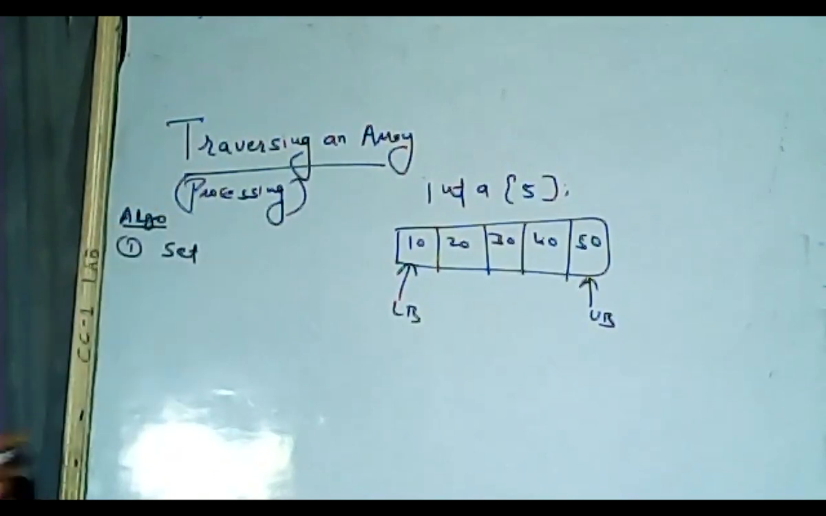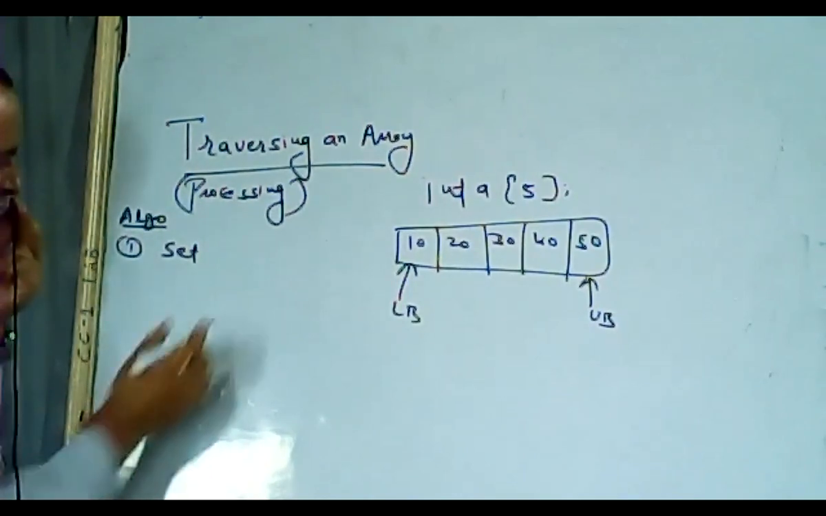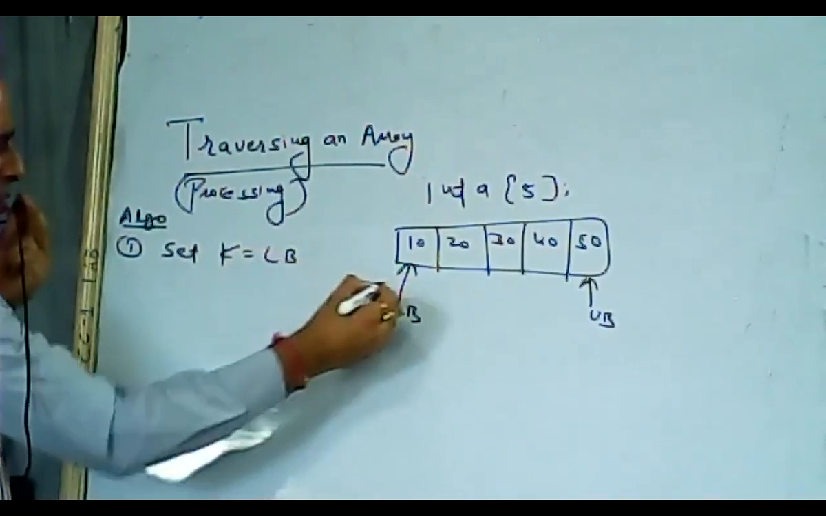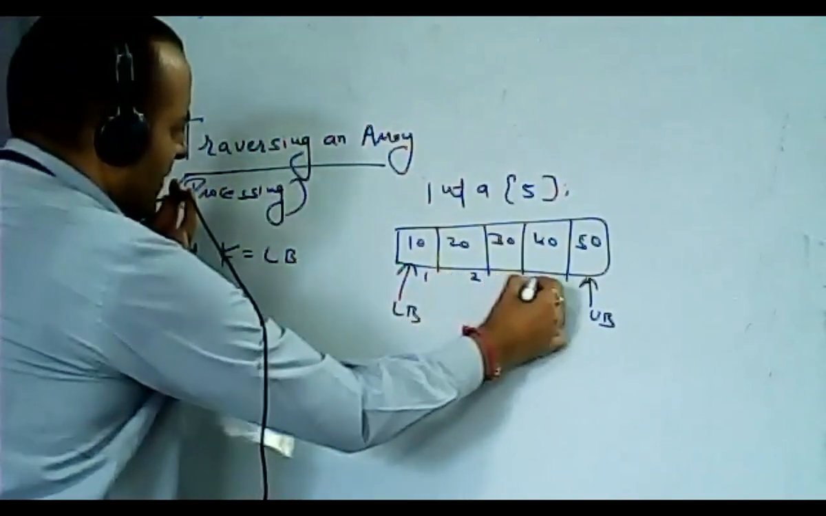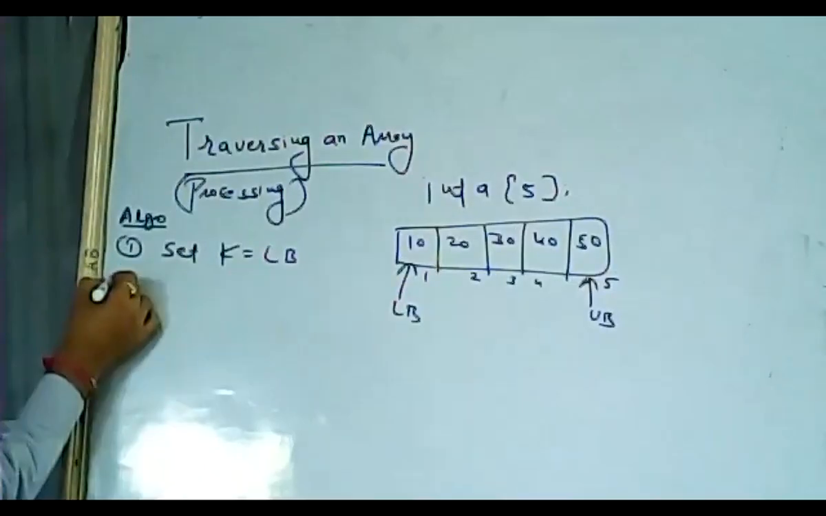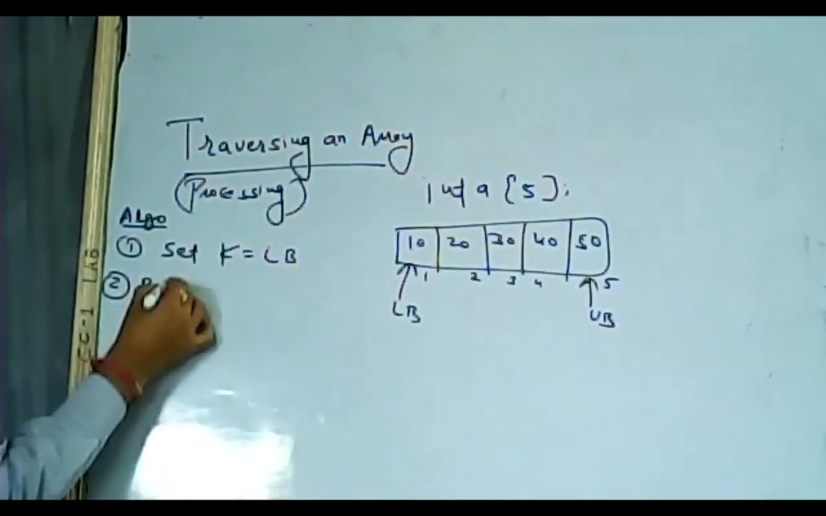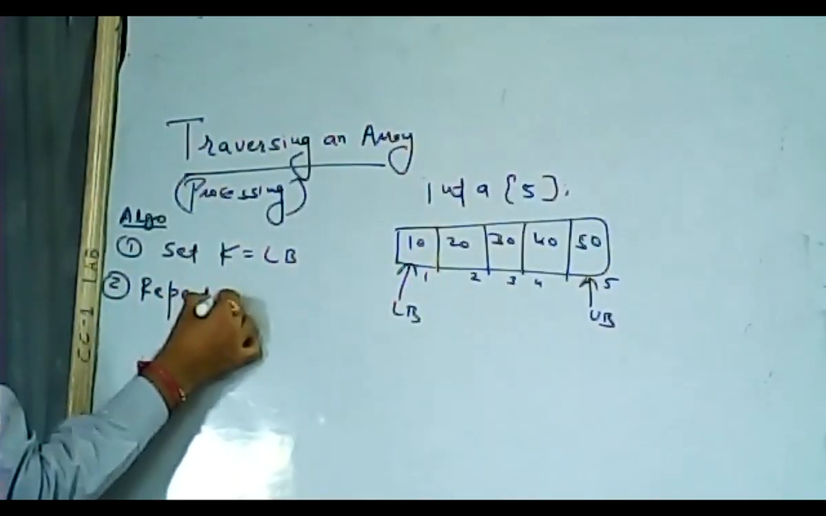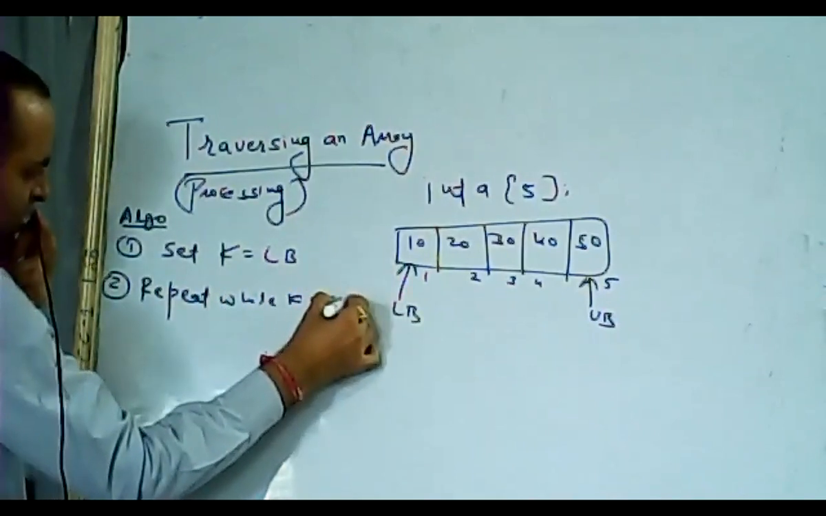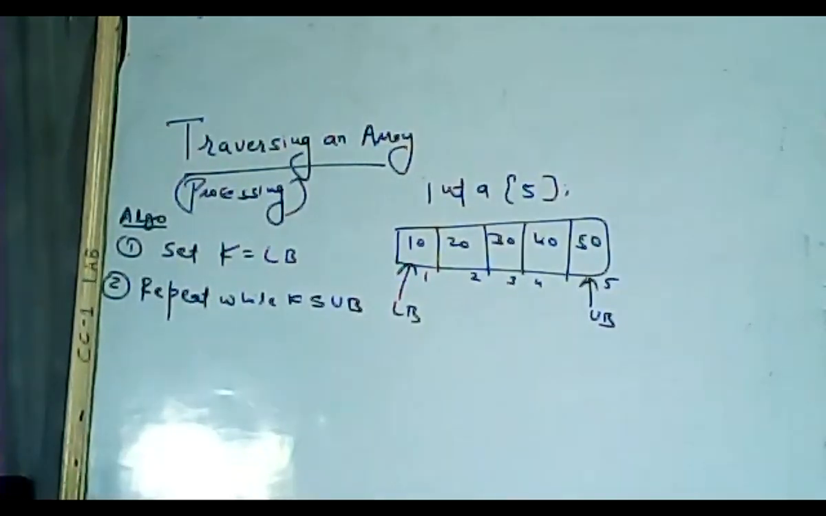I will write the same algo in two ways, so you need to see which is better for you. Set K is equal to lower bound. The lower bound is 1, 2, 3, 4 and 5. So K will start from where? Lower bound. And repeat while K is less than equal to upper bound. Where do I have to go? Up to the upper bound, from lower bound to upper bound.